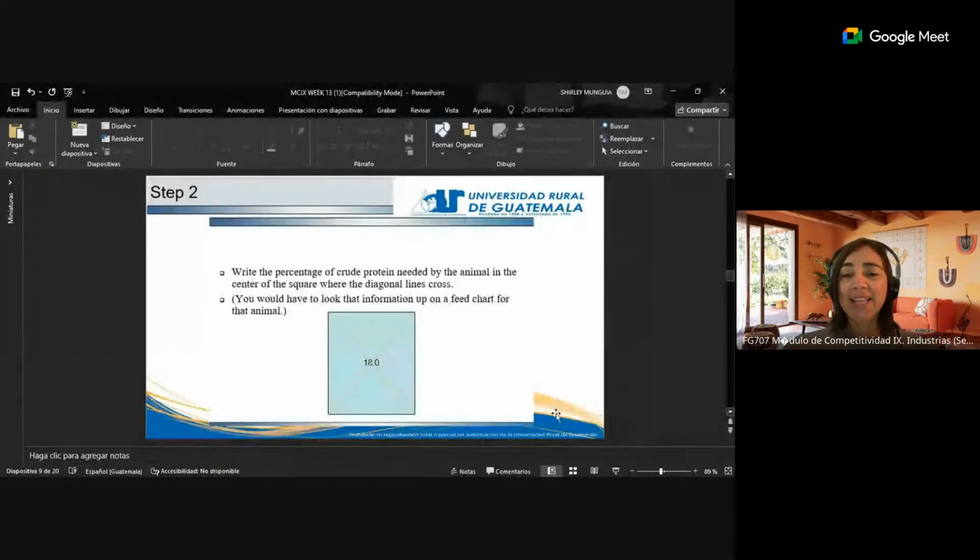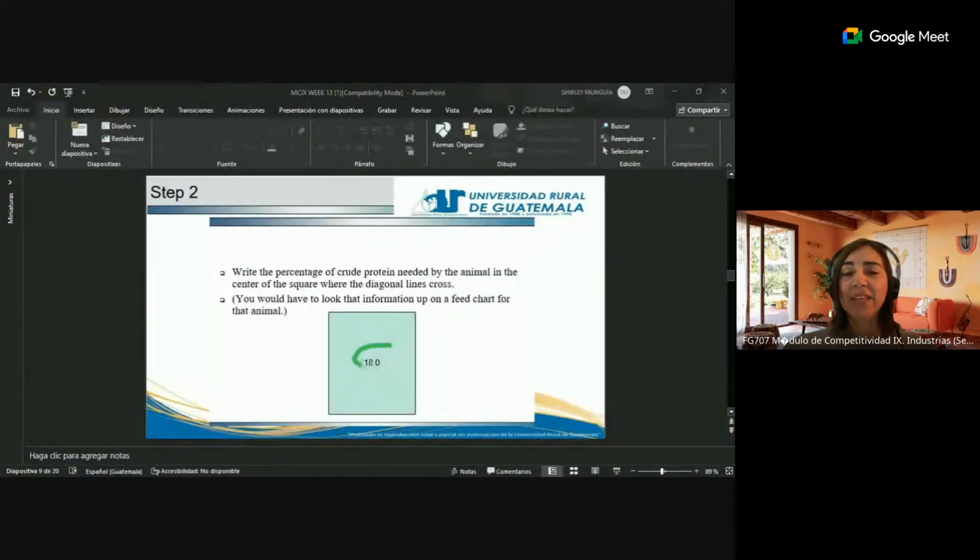So what is the next step? We know that the percentage of crude protein we want is 18%. Remember that I said, remember those numbers. That's the percentage of protein that we want our 700 pounds to have. So we're going to put in the center of our square this number 18, that represents the 18% of crude protein that we want.